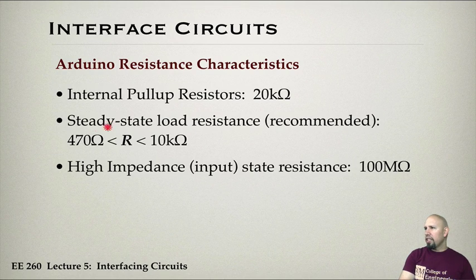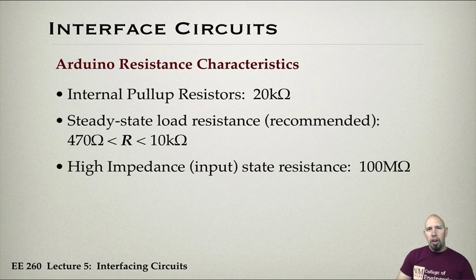Steady state load resistance. Okay, so if you hook up a load to the Arduino in steady state, to keep things working properly, you probably want the resistance between 470 ohms and 10K ohms.